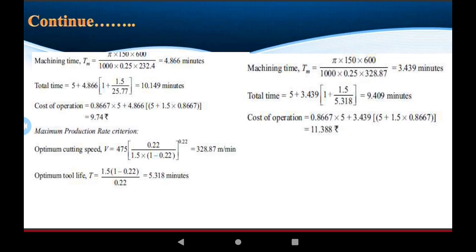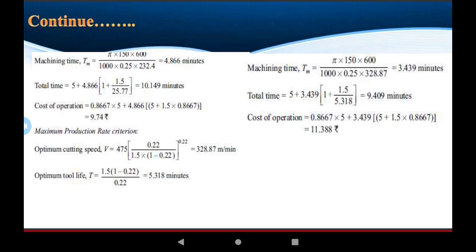Now find the value of optimum tool life t, equal to TC into (1 minus n) upon n. With 1.5 as the tool change time upon 1 minus 0.22 upon 0.22, the optimum tool life t equals 5.318 minutes. The other factor is the machining time, found with the formula pi D L upon 1000 f into v, where v is the optimum speed of the tool.